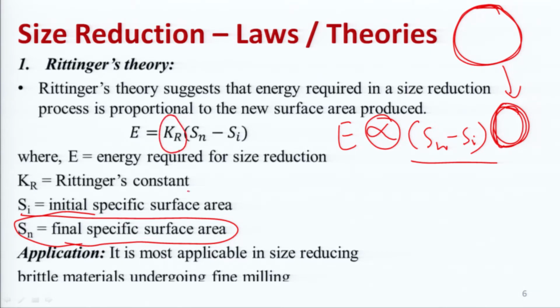Kr is called Rittinger's constant, where E is the energy required for size reduction, Kr is Rittinger's constant, Si is the initial specific surface area and Sn is the final specific surface area. Rittinger's theory is applicable in the size reduction of brittle materials which undergo fine milling.